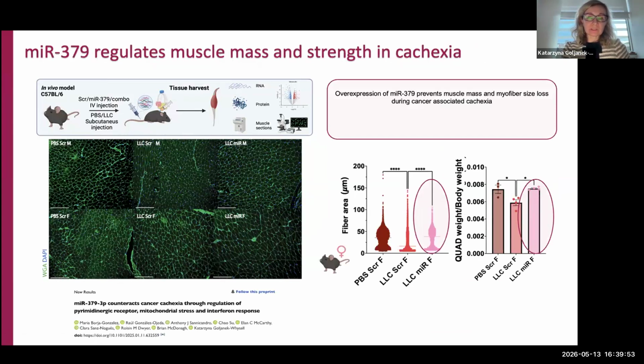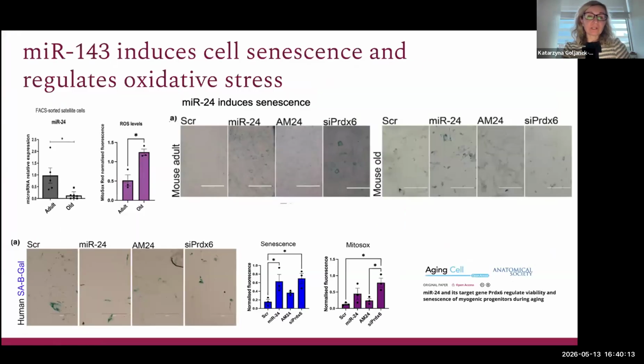Maria, who's present on this call, during her PhD characterized the role of microRNA 379 in cancer cachexia in a Lewis lung carcinoma model, where she found that this microRNA, through regulation of, again, mitochondria and inflammation, can preserve muscle size in cachectic mice. And we've also shown before that another microRNA, 143, regulates senescence of satellite cells, and that's through regulating peroxiredoxin 6, antioxidant signaling, and again, mitochondria.